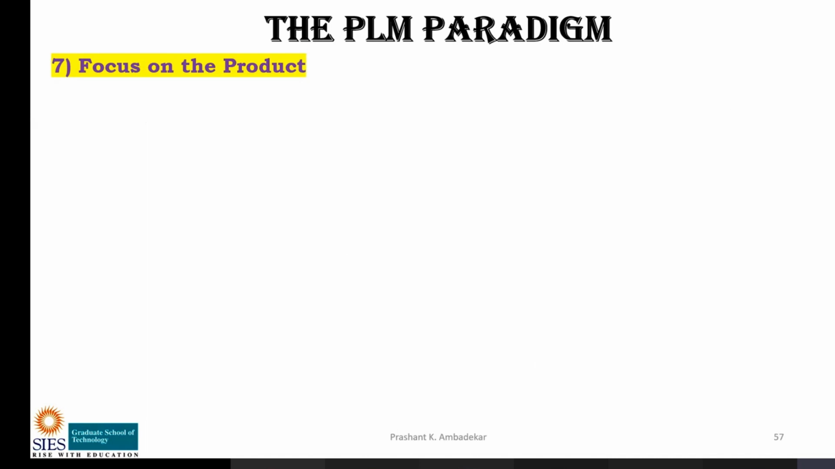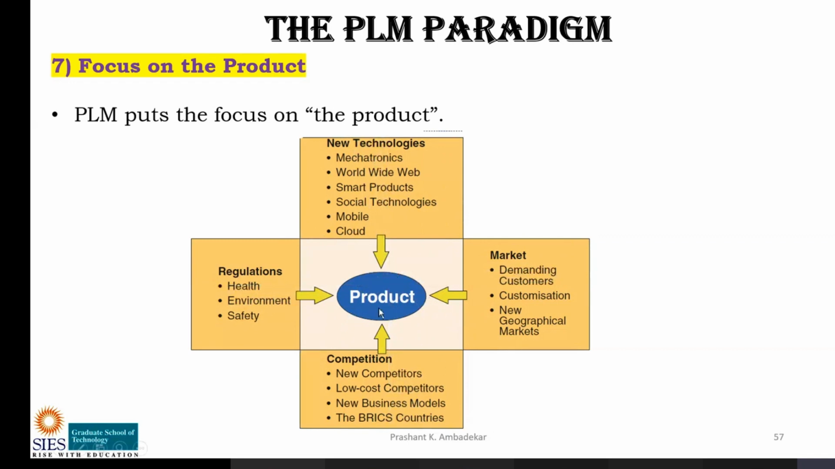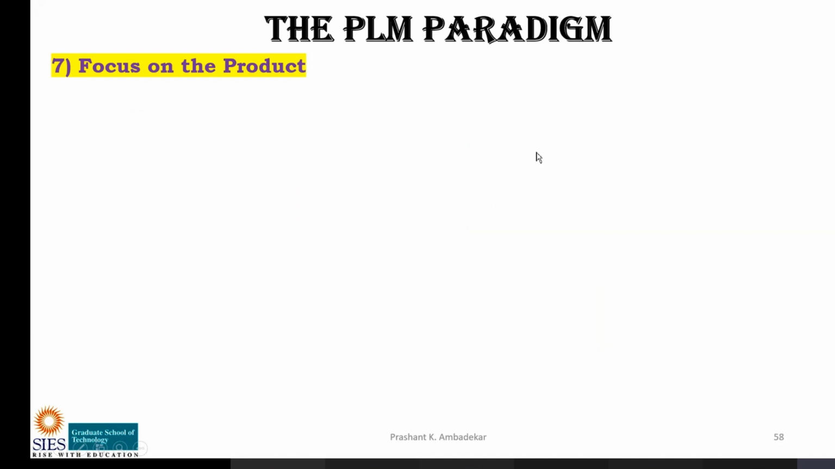And finally, it was about the product. The focus was entirely on the product in PLM. PLM focuses on the product. So product is at the center stage. Market, that is the marketing team. Then competition, the regulations, and the new technology. Everything is added into the product, and ways are found to improve the product. Everyone is focused on the product. If the product is good, money will come, because the sales will happen. So this is what PLM says.